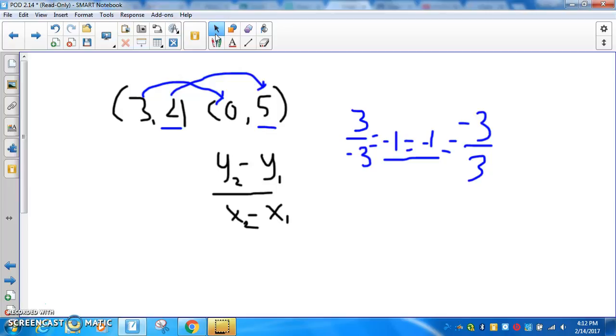If I ever ask you to write the equation of a parallel line, remember parallel lines have the same slope. They have the same slope.